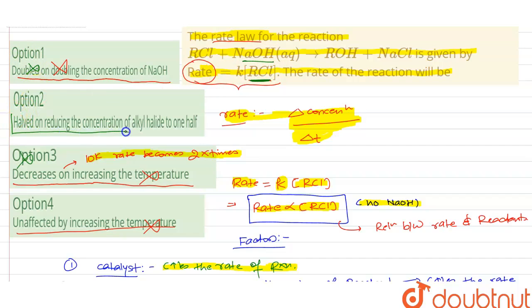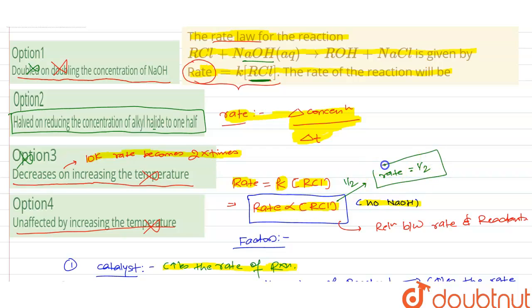Now the last option is option 2. That is, the rate of reaction becomes half on reducing the concentration of RCl to half. That is, if we reduce the concentration of RCl to half, then the rate will also be half, because rate is directly proportional to the concentration of RCl. So from this we can say that our option 2 is the correct option. I hope you got this point. Thank you.